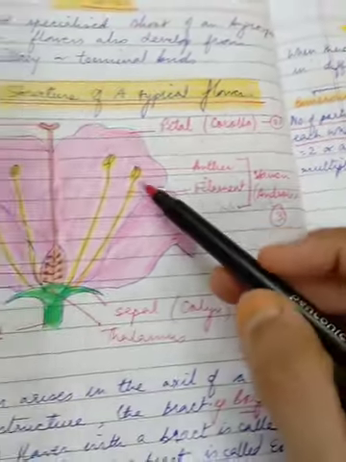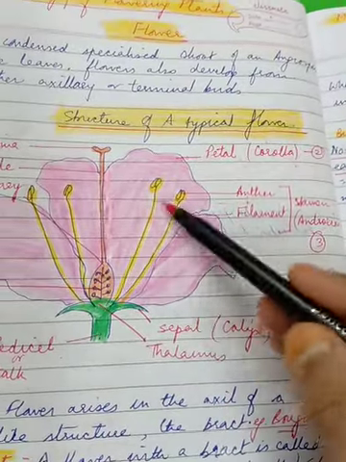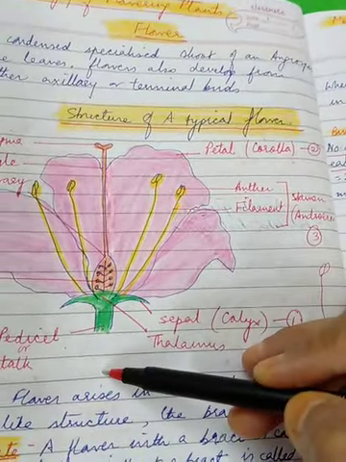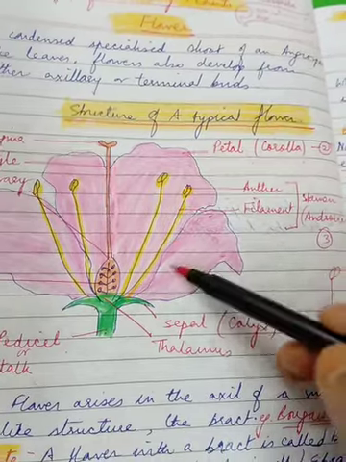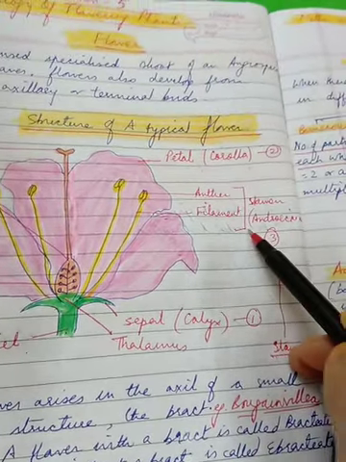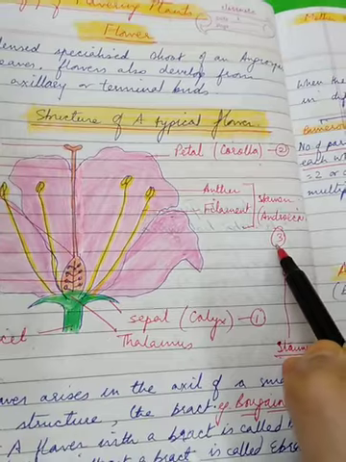But the collection of stamens, like you can see there are 4 in this diagram because it is the longitudinal section, so could be 5 or any number. So the collection is called androecium, and this forms the third whorl.